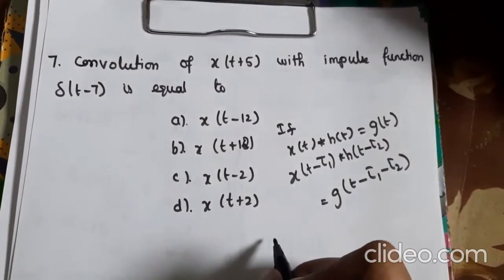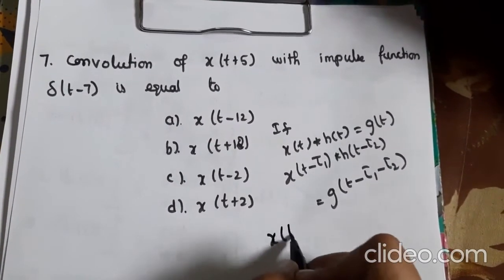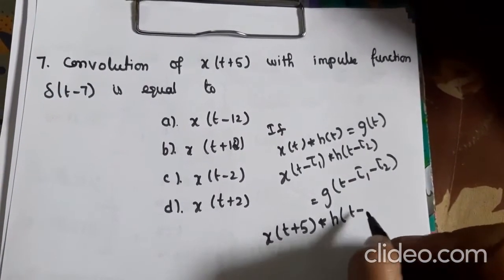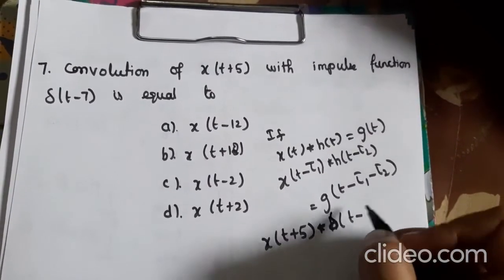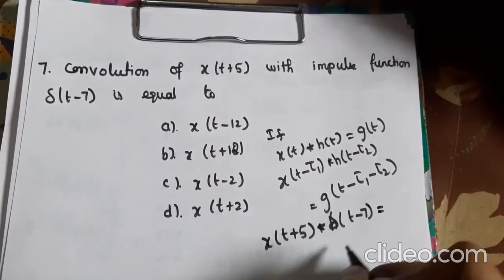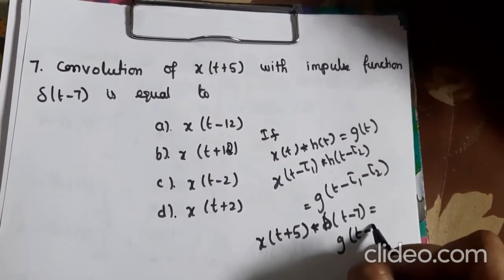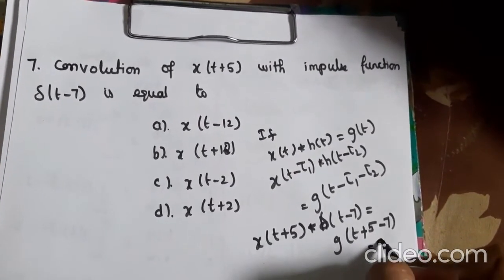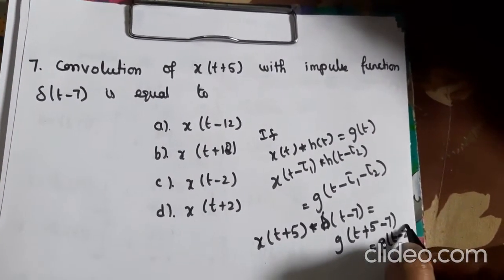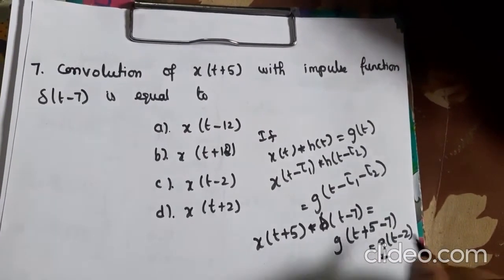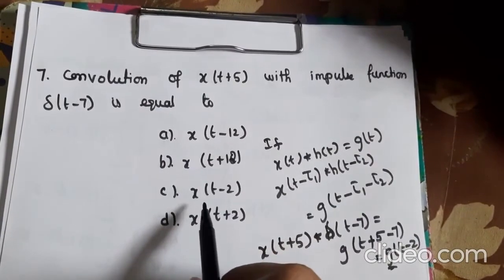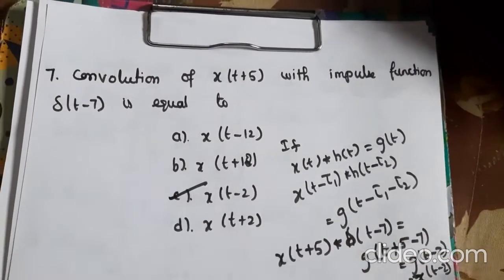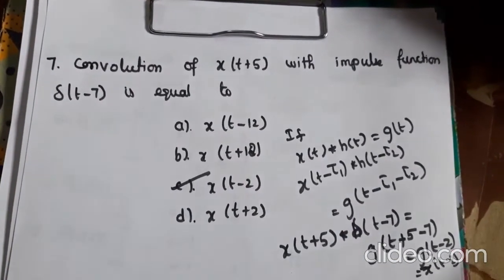Okay, so in this question we have x of t plus 5 convolved with h of t minus 7, that is del of t minus 7. So the answer is g of t minus 5. Here this is plus 5, so plus 5 minus 7, so we will get g of t minus 2. Here they are mentioning x in place of g. So the answer is x of t minus 2. So here the answer is C, x of t minus 2.